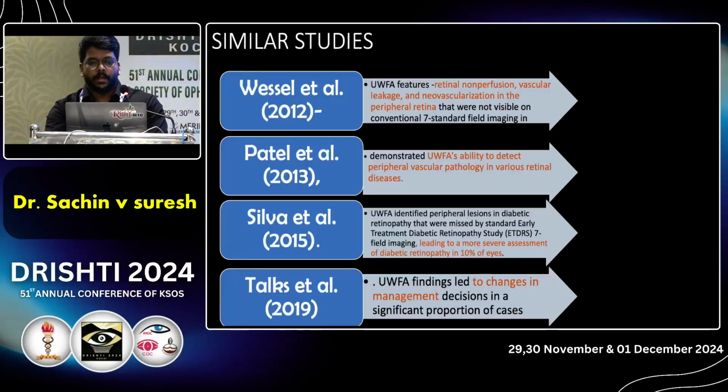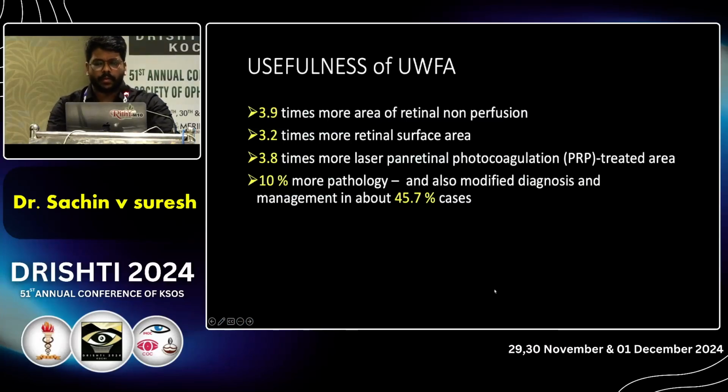Similar studies by Bessel et al., Patel et al., Silva et al., and Tox et al. extensively corroborated our study, suggesting the ultraviolet field's capability to detect retinal non-perfusion, vascular leakage and neovascularization in the peripheral retina, and its higher hand than the ETDRS standard 7 field imaging, and it also helped in changing the management decision in a significant proportion of cases.